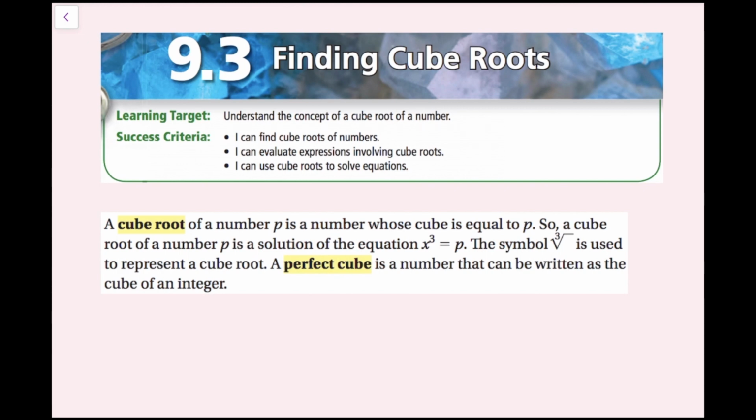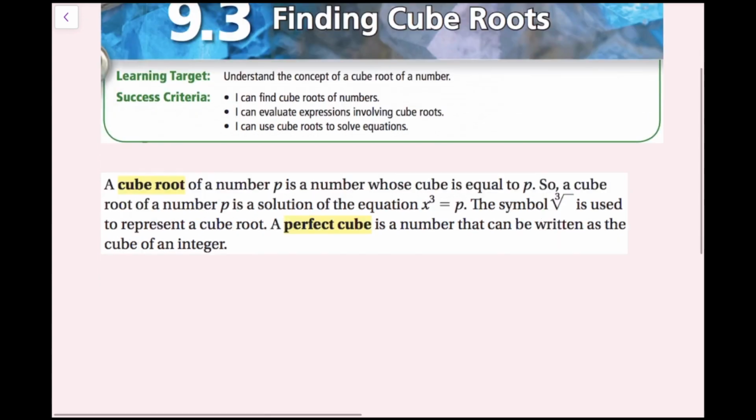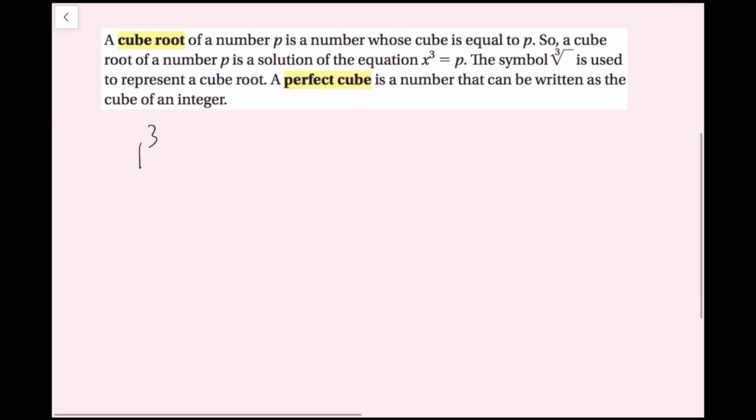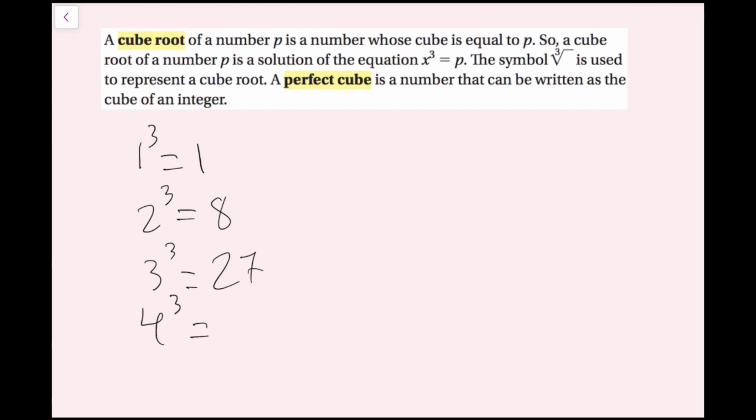Now, really quickly, I'm just going to write down the cubes of 1 through 10, and these are good to memorize. So we'll do 1 cubed is 1, 2 cubed, well, that's 2 times 2, which is 4, times 2 is 8. 3 cubed is going to be 3 times 3, which is 9, times 3 is 27. 4 cubed is going to be 4 times 4, which is 16. 16 times 4 is 64.